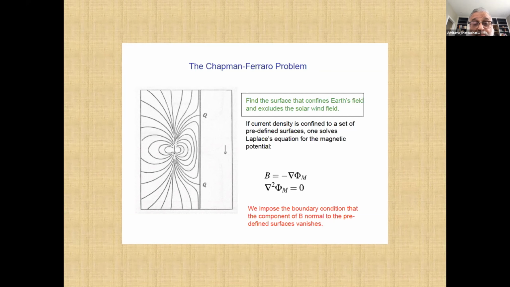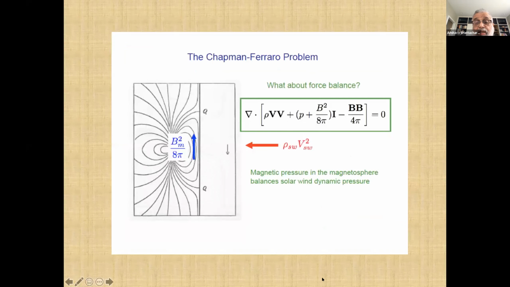But returning to Chapman and Ferraro, their thing was, let me take a sharp boundary on which I'll prescribe currents. There will be vacuum magnetic fields on the left-hand side, no solar wind. On the right-hand side, there is solar wind and no magnetic field. So we impose the boundary condition that the component of B normal to the predefined surface vanishes. Well, across that, you have force balance.